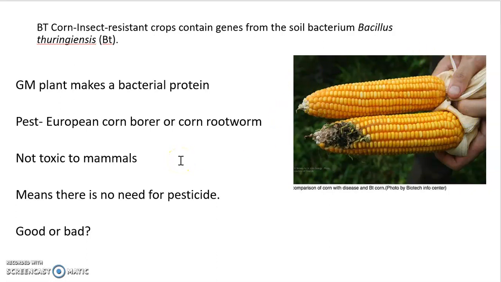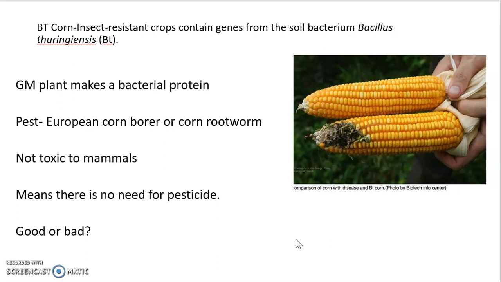Now, is this a good thing? Well, you could say that it's a good thing because it means that if you've got this BT corn here, you reduce the need to use a pesticide. And remember that pesticides can be damaging to the environment. They can target species that are not the pest itself, like pollinating insects. Also, the pesticides can hang about in the environment for longer periods of time. Pesticides can also be problematic because they can move through the food chain if they're ingested. So we've met the idea that pesticides are bad. So does that mean that genetically modified food is good?